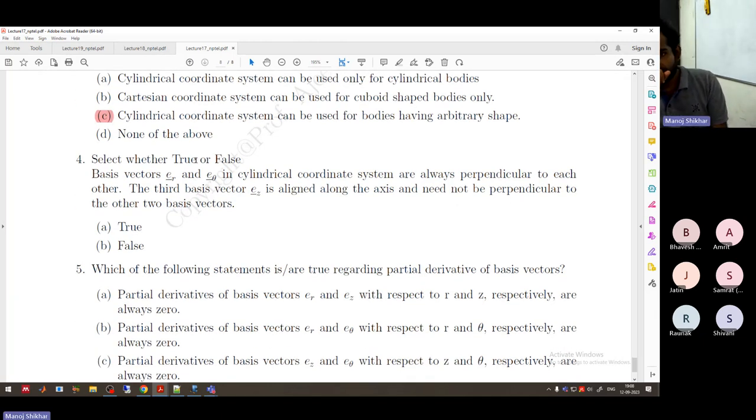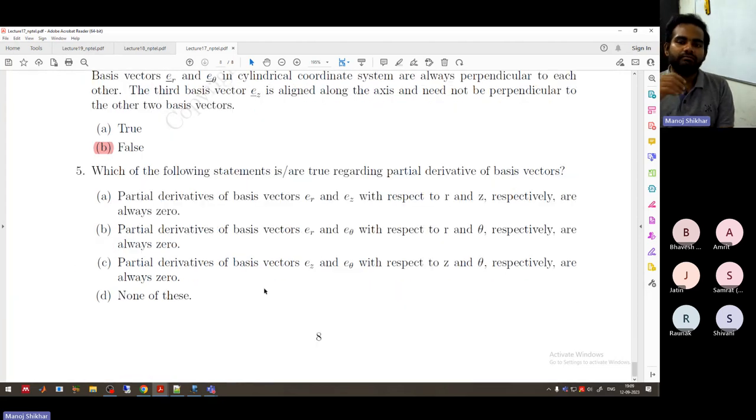Select whether true or false. Basis vectors ER and E theta in cylindrical coordinate system are always perpendicular to each other. True. The third basis vector Ez is aligned along the axis and need not be perpendicular to the other two basis vectors. This is false because in our assumption we have assumed that all three axes are perpendicular to each other.